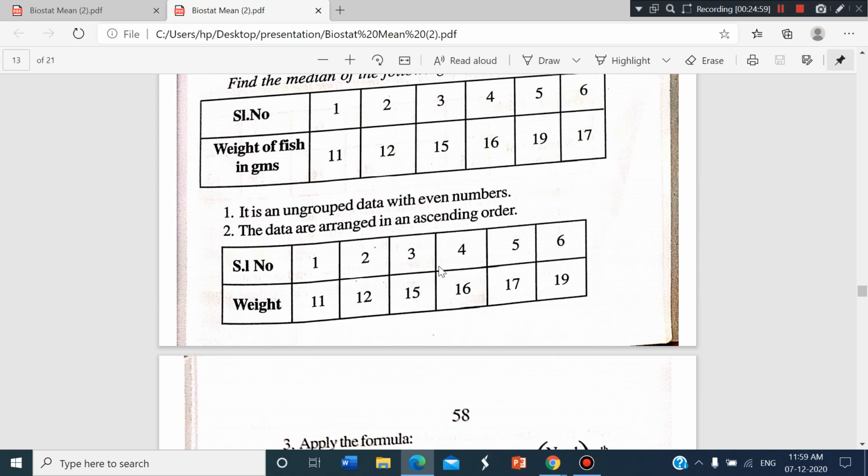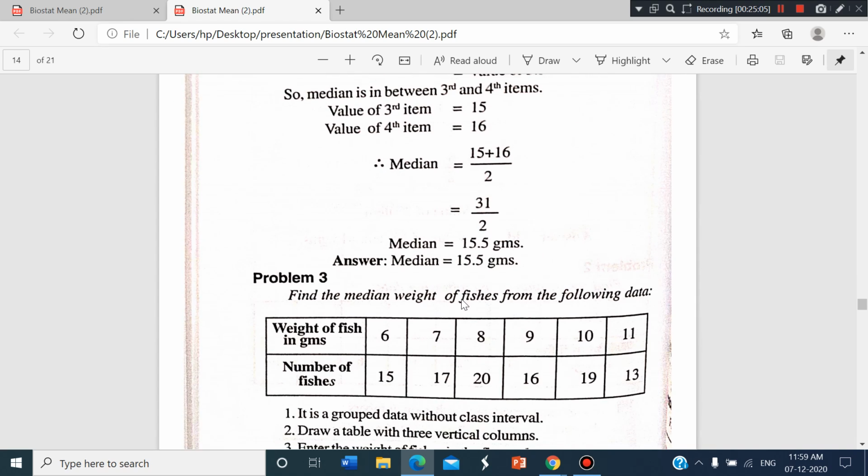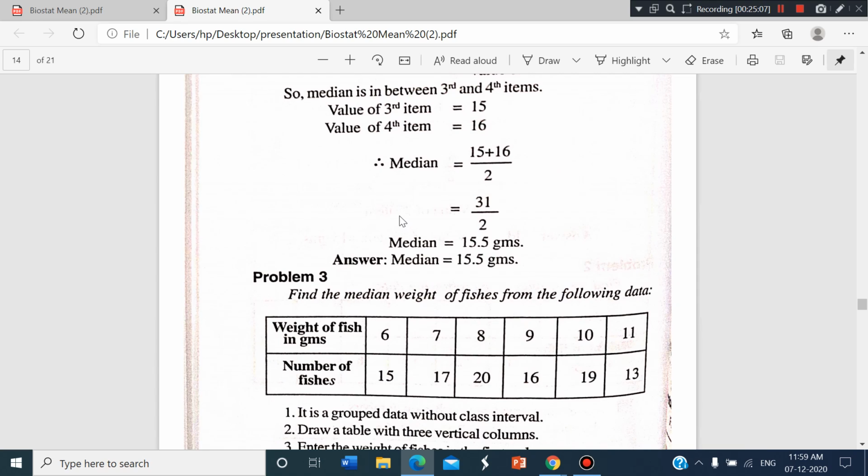Now you have to find the middle value. All of you know the middle value of 15 and 16 is 15.5. Have you understood?